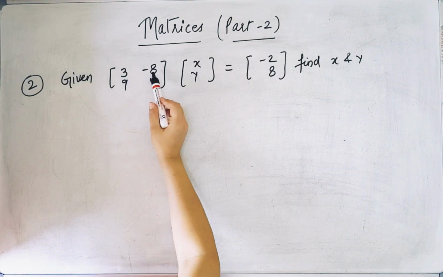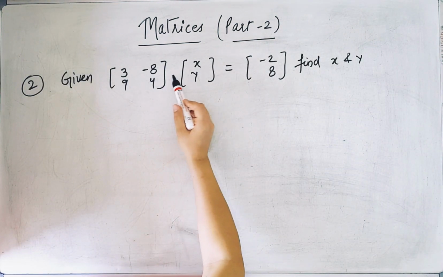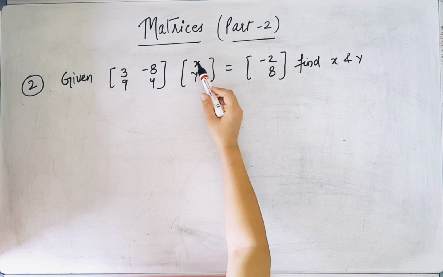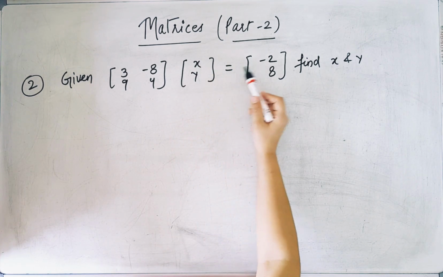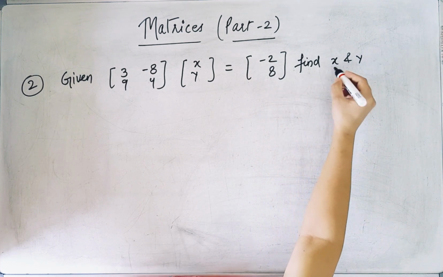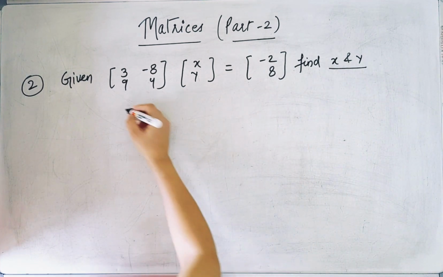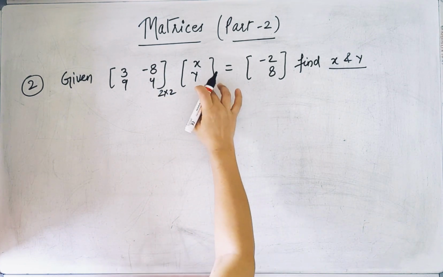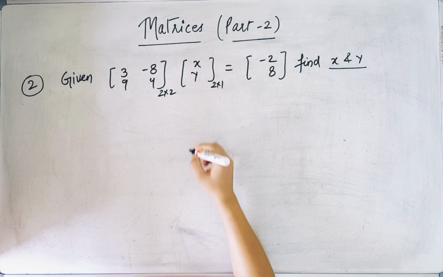Given is 3 minus 8 9 4. It is multiplied by another matrix जिसके elements we are not knowing, x y, that is equals to minus 2, 8. We have to find x and y. Now इस मैट्रिक्स का ऑर्डर क्या है? 2 into 2. Order of this matrix is 2 into 1.